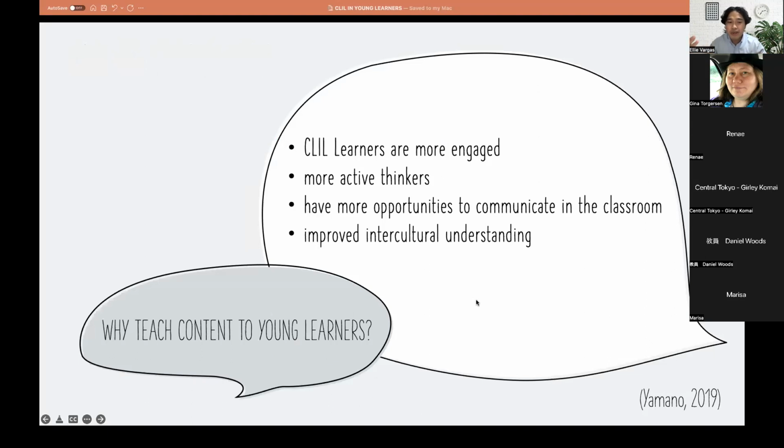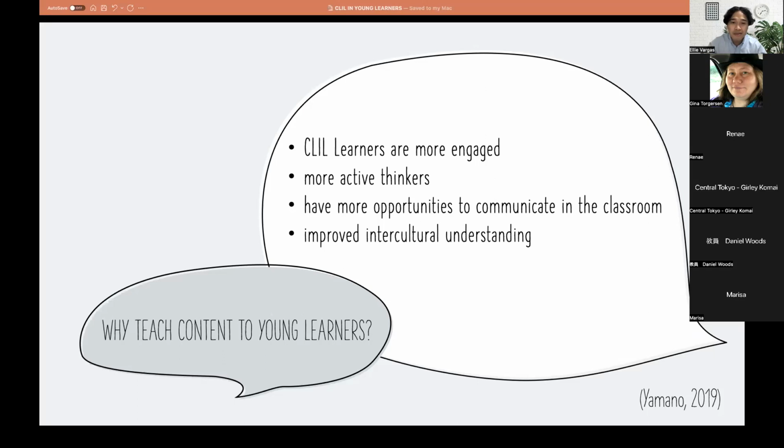And why do we have to teach the content to our young learners? What's in it for us, right? What do we get? So we will get learners who are more engaged. They are more engaged in the classes because they try to think, they try to understand the topic, and they try to transform the information that they get into a different kind of product, like graphic organizers or presentations or posters.